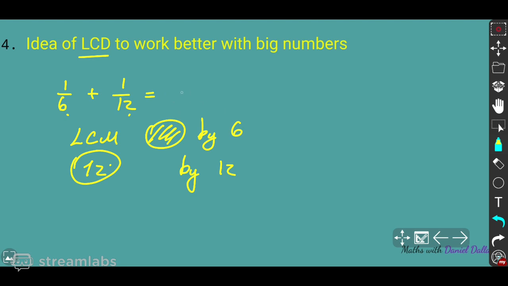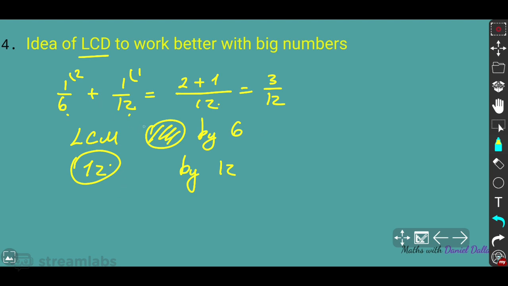So finally, if you use 12 as the common denominator, you can understand that 12 divided by 6 gives 2. So that's how you arrange 2 as the extra factor to the top. And 12 divided by 12, you'll get 1, which is the extra factor for the other top. So finally, you'll get 2 and 1 together. That will leave you with 3 on top and 12 in the bottom part. So that's the idea of LCD.